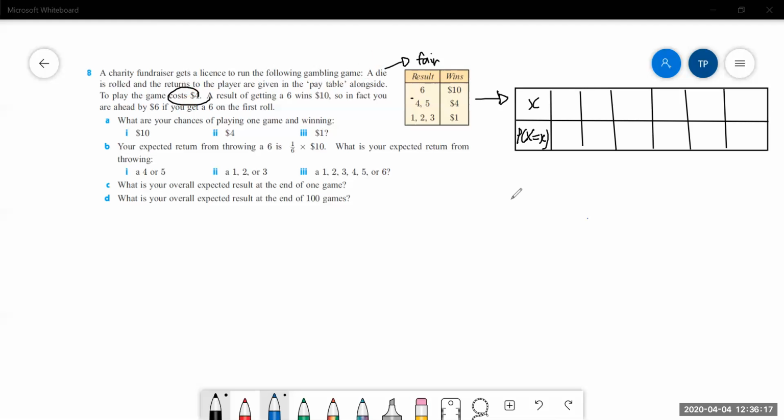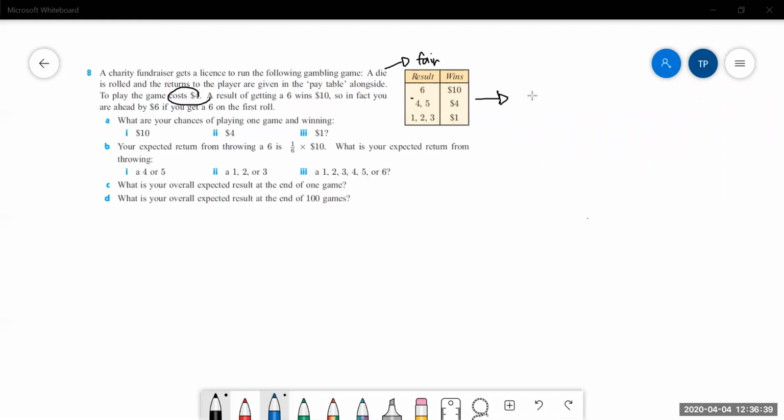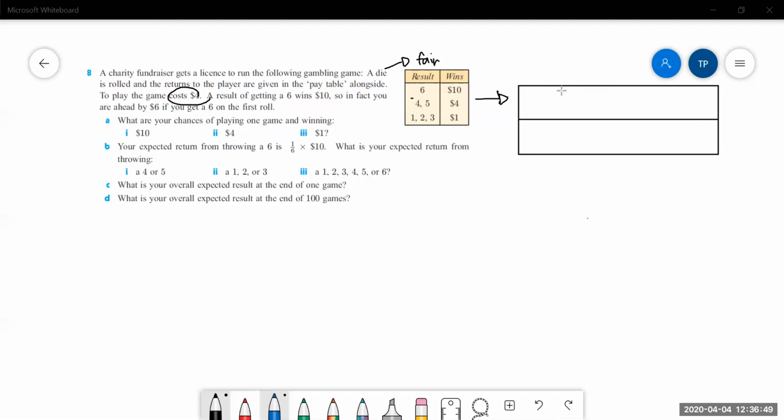So over here we will have the result. Oh dear, this is wrong. Let's redraw this. Why do you think I drew wrongly? If you were to just draw directly, the second row is not the probability. You don't directly transfer the numbers over.